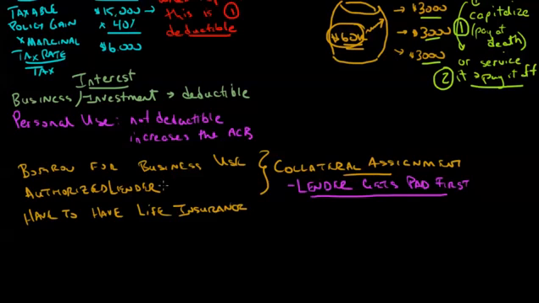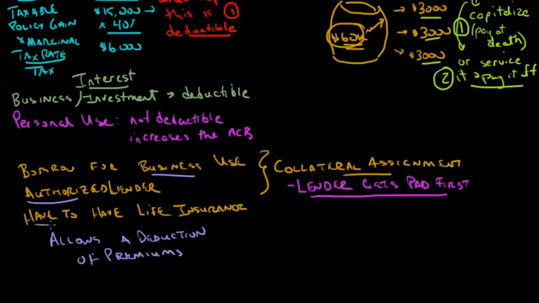Now, why do we talk about this in the taxation section? Well, what you can do here is deduct premiums. So this allows a deduction of your premiums. However, these conditions have to apply. It has to be for business use, it has to be from an authorized lender, and the authorized lender has to have set a condition that you have to have life insurance. And then this deduction is going to be limited.